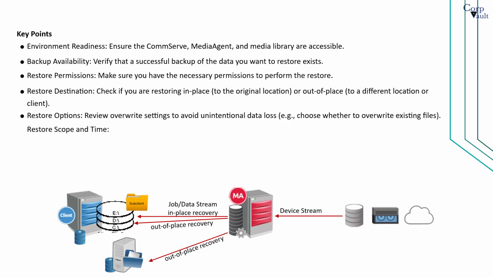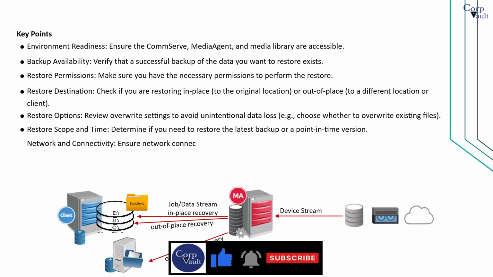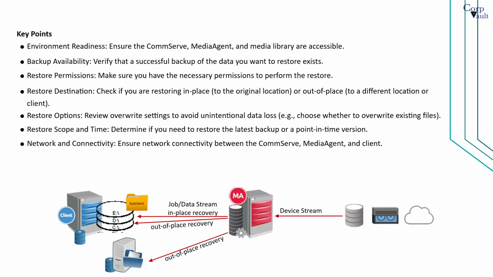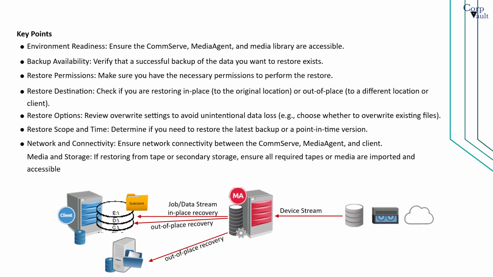Restore scope and time. Determine if you need to restore the latest backup, or a point-in-time version. For point-in-time restores, specify the correct date and time. Network and connectivity. Ensure network connectivity between the CommServe, media agent, and client, by running check readiness. Media and storage. If restoring from tape, or secondary storage, ensure all required tapes or media are imported and accessible. Once you have covered all the key points, then you can proceed with the restore.